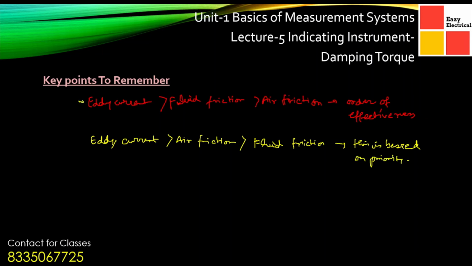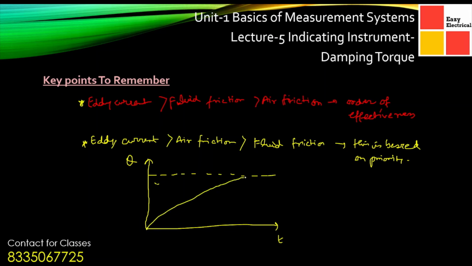So these 2 points we can generally keep in mind, that these are the key points for the damping system. One important point I had already discussed earlier: if in this direction we put the theta, and in this direction we put the time, generally we will find, suppose this is the final deflection position, for overdamping a curve like this is obtained. In certain cases we have obtained a curve like this, and in certain cases a curve like this.